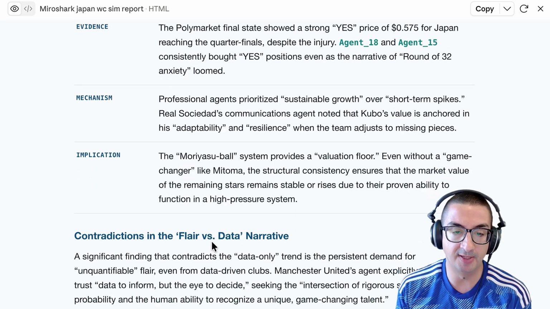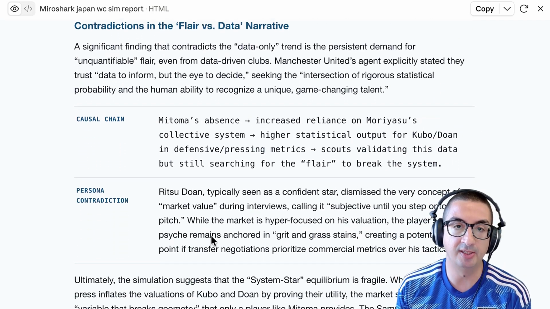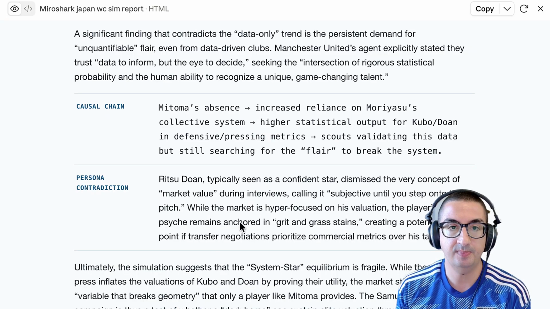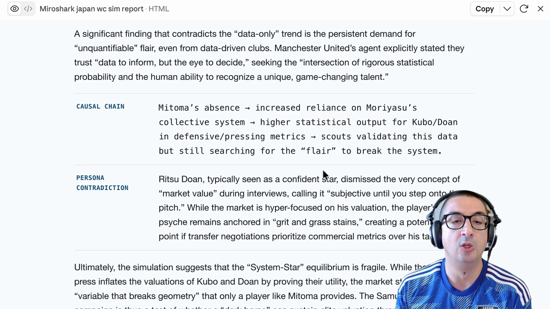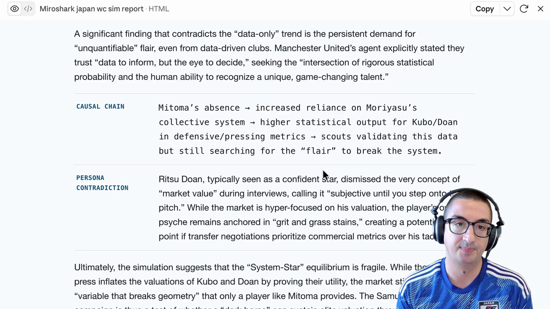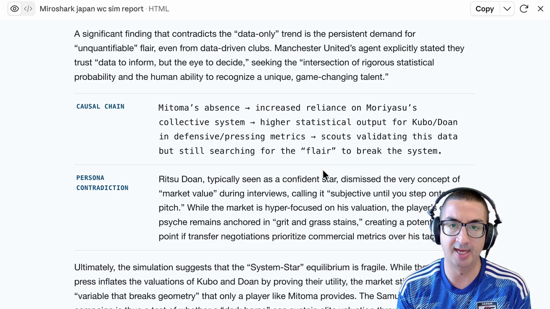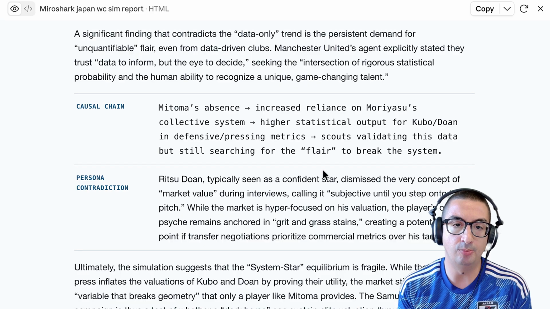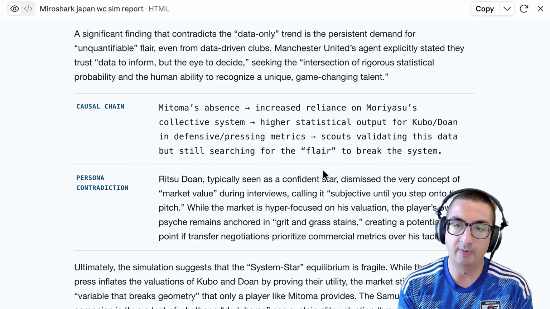Contradictions in the flair versus data narrative. A significant finding that contradicts the data-only trend is the persistent demand for an unquantifiable flair, even from data-driven clubs. Manchester United's agent explicitly stated that they trust data to inform, but they trust the eye to decide, seeking the intersection of rigorous statistical probability and the human ability to recognize a unique game-changing talent. Causal chain: Mitoma's absence, increased reliance on the Moriyasu collective team, higher statistical output for Kubo and Doan in defensive pressing metrics, scouts validating this data but still reaching for the flair to break the system.